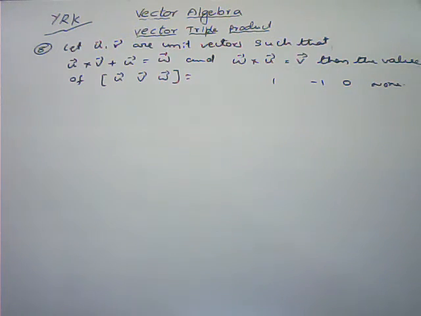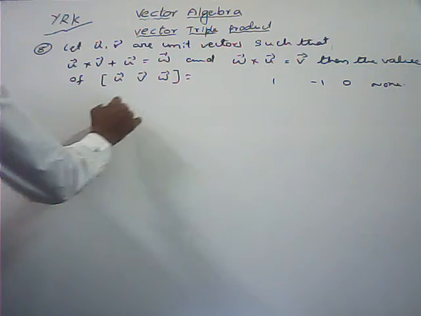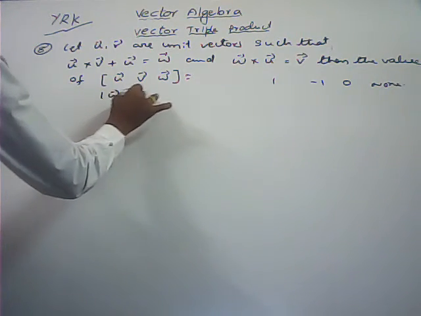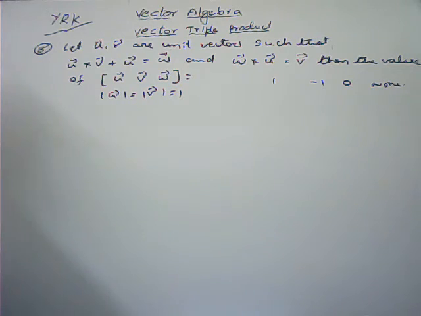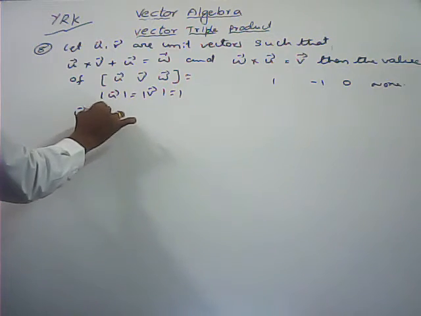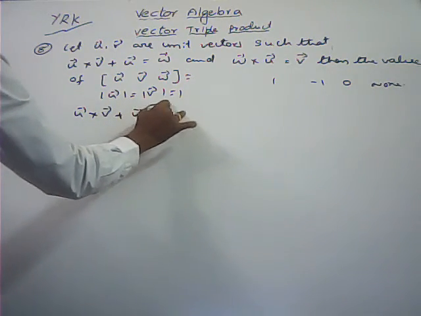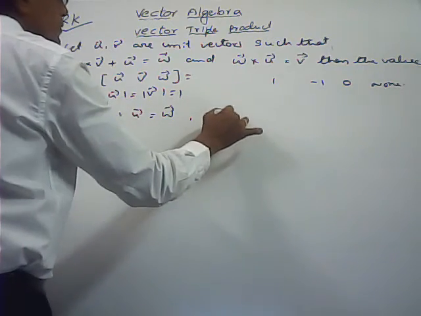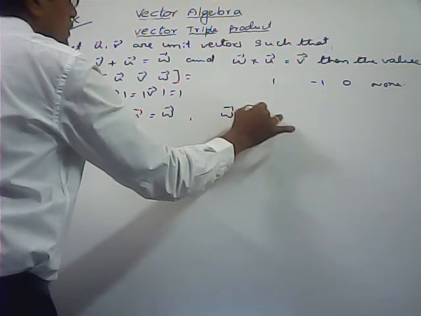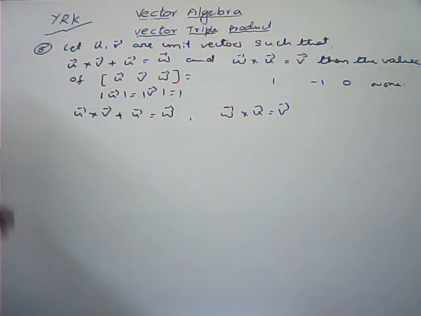Next one. U bar, V bar are two unit vectors. If they are two unit vectors, it means modulus of U bar is equal to modulus of V bar, that is equal to 1, such that U bar cross V bar plus U bar is equal to W bar, and one more condition is also given: W bar cross U bar is equal to V bar. Then we want the value of UVW. What is UVW? U bar dot V bar cross W bar. So before finding this one, by using these two relations we can get one relation.